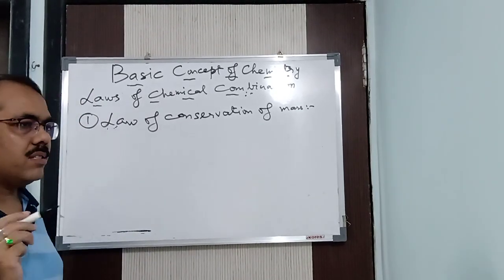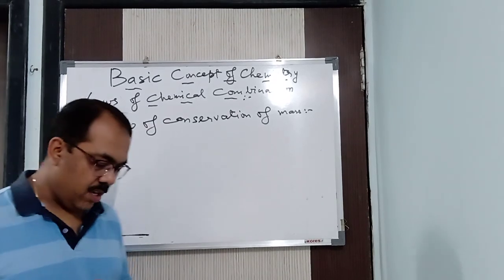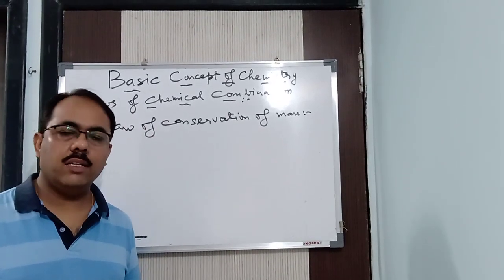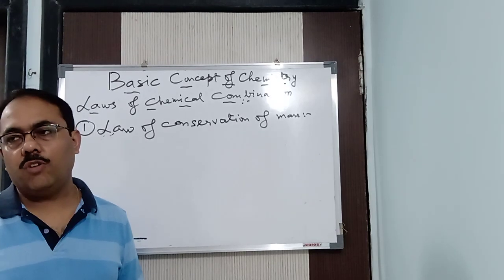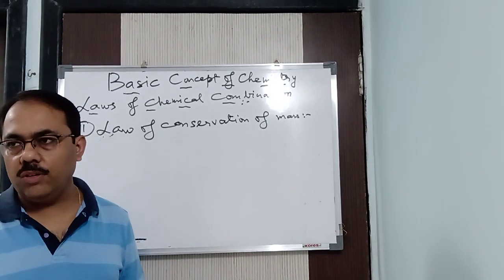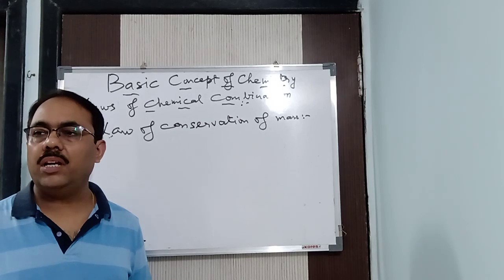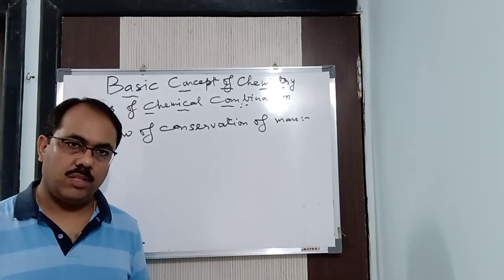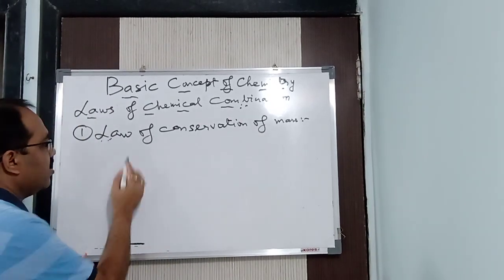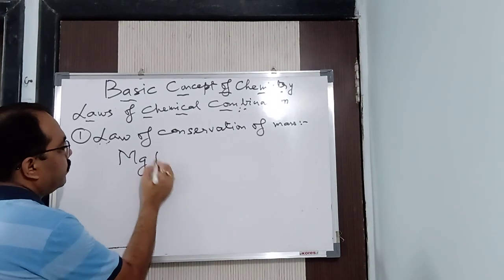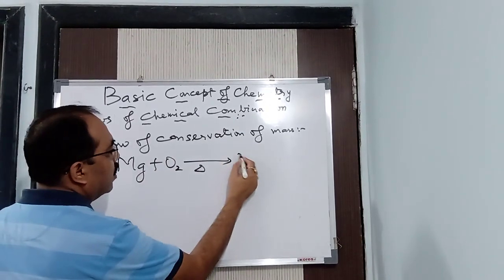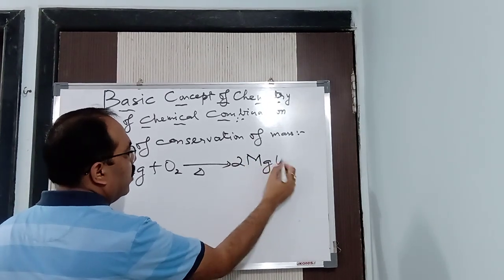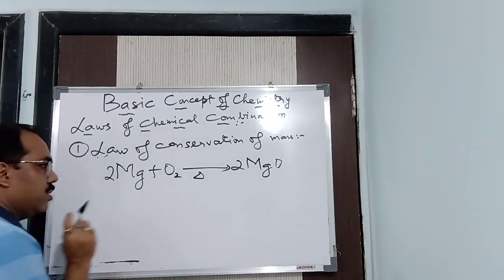I said the total mass of the reactants. Now, a very simple example I am taking for you. In the lab you might have done it. You have taken magnesium ribbon and you have burnt it in air. What did you get? You got a white residue, which is nothing but magnesium oxide. So, what is the reaction? Magnesium burnt in air gives 2MgO. The reaction has to be balanced always.